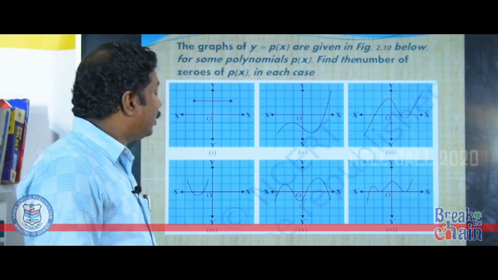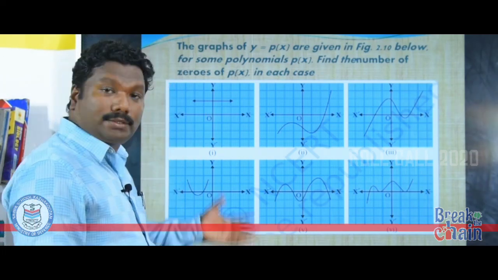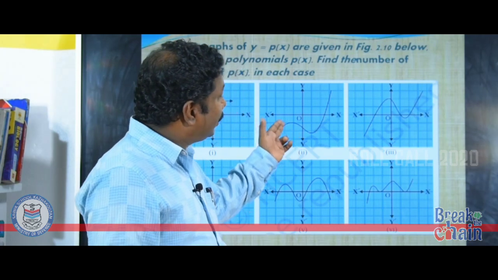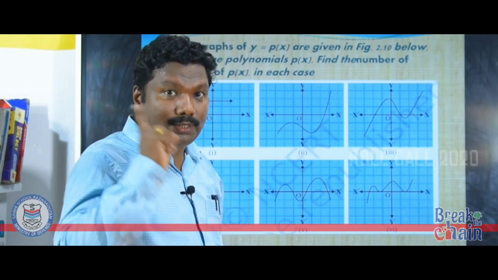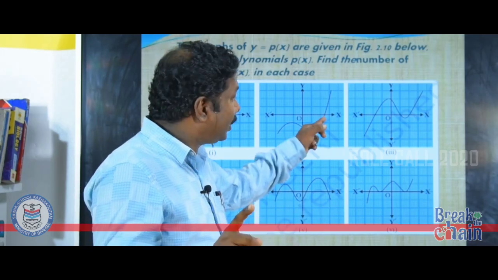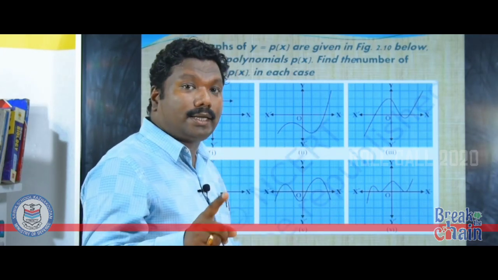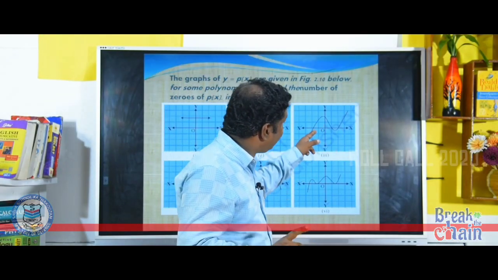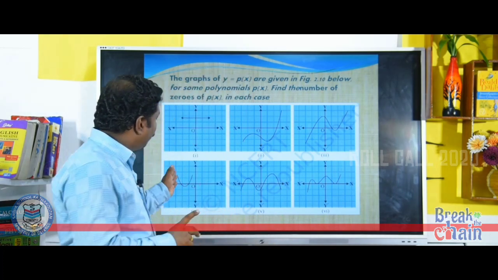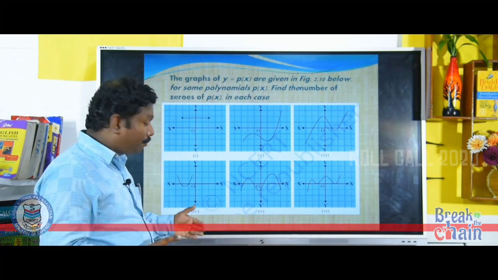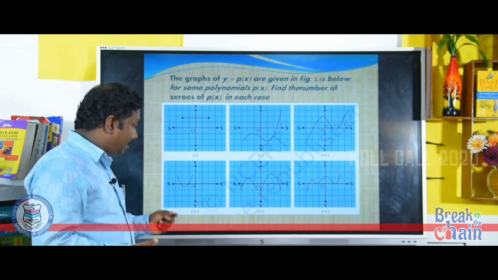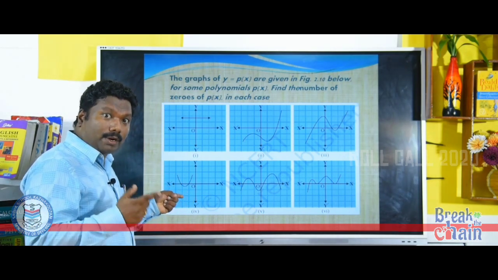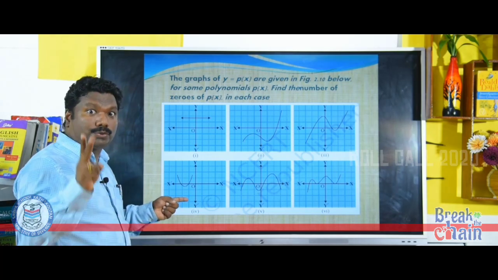So, once again we can conclude: the first polynomial does not have any zero. The second curve touches the x-axis at only one single point, which means it has only 1 zero. The third curve touches the x-axis at 3 distinct points, so the polynomial must have 3 zeros. Then the fourth question is a parabolic curve. The parabola touches the x-axis at 2 distinct points, so that polynomial must have 2 zeros.